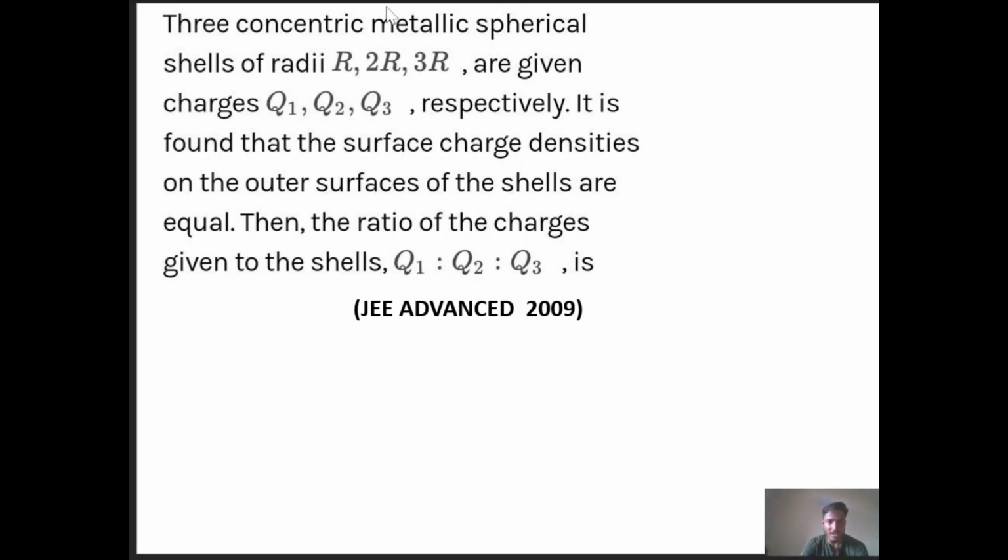We have three concentric metallic spheres with radii capital R, 2 times capital R and 3 times capital R. The charges on these spheres are Q1, Q2 and Q3 respectively. It is found that the surface charge densities on the outer surface of the shells are equal. That means the total charge divided by total area for all the spheres are equal. Then we need to find the ratio of the charges on these spheres.